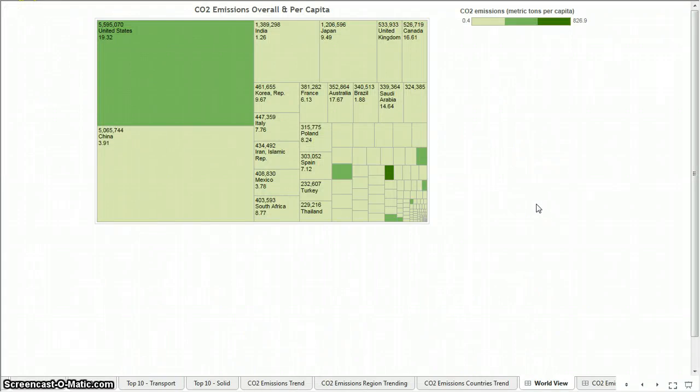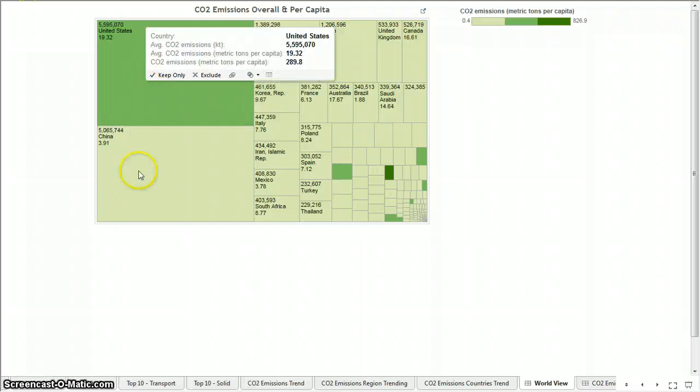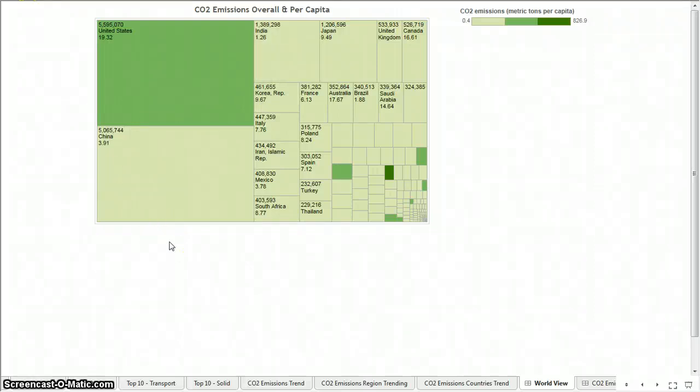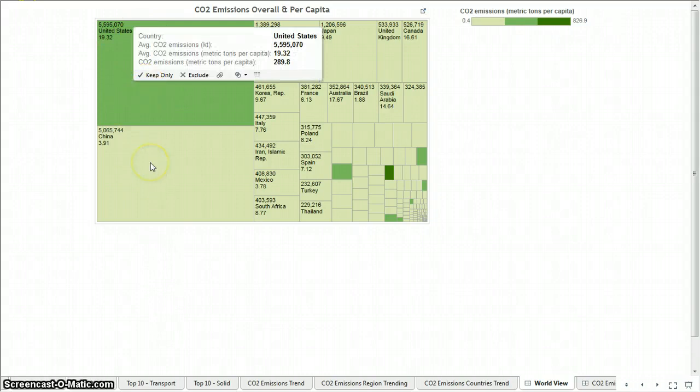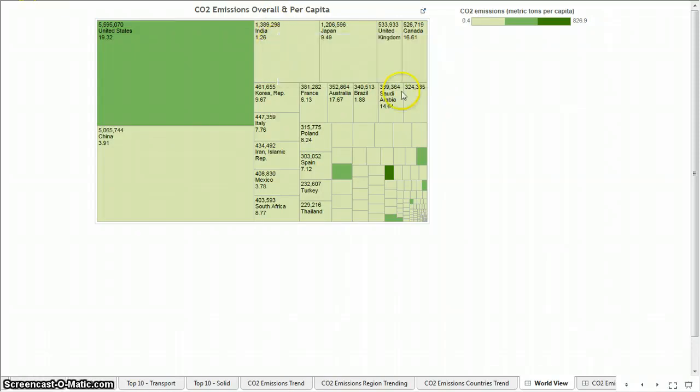Worldview. This graph represents the countries across the globe in terms of CO2 emissions. The box represents average CO2 emission in KT and the color represents metric ton per capita. Clearly, United States, China and India are the top 3 countries in CO2 emissions, and Qatar is in the top 10 in metric ton per capita.